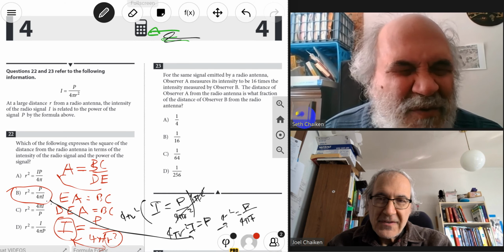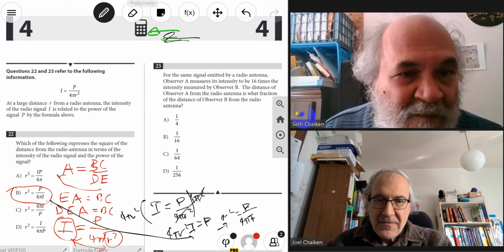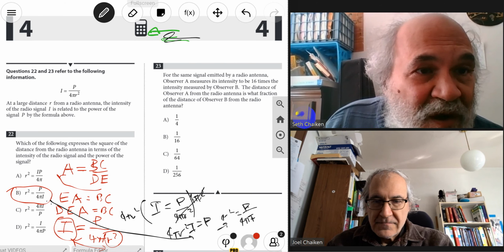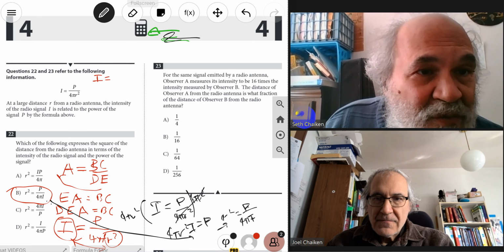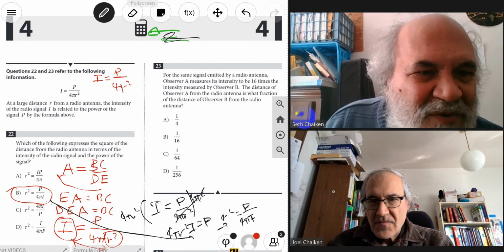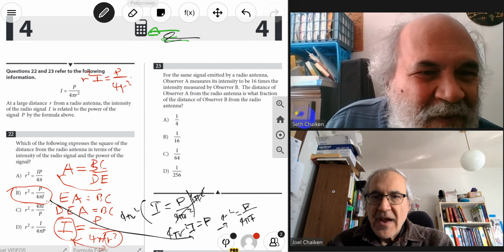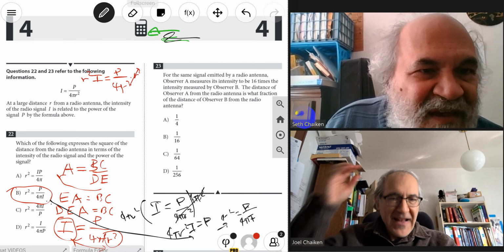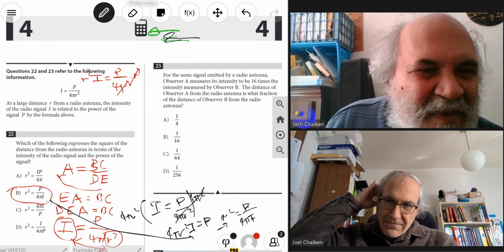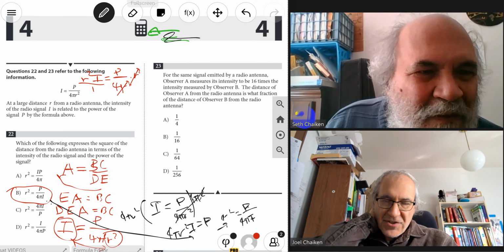I would do it a bit quicker. Start with what you did: I equals P over 4 pi R squared. Multiply both sides by R squared. The R squareds cancel, right? And then divide both sides by I. And the other thing to do is cross multiply.